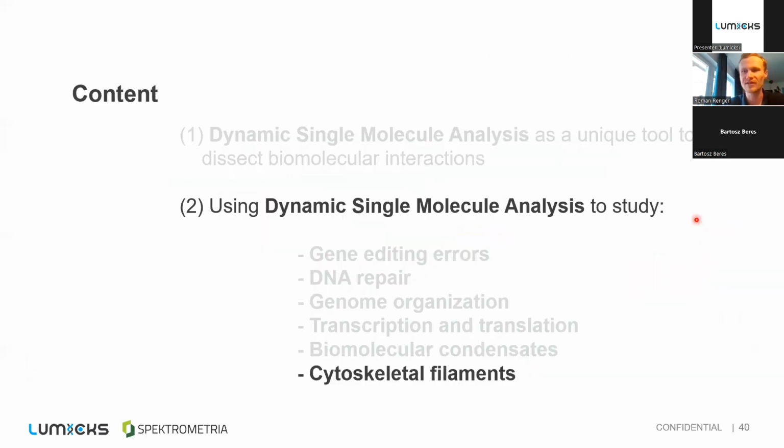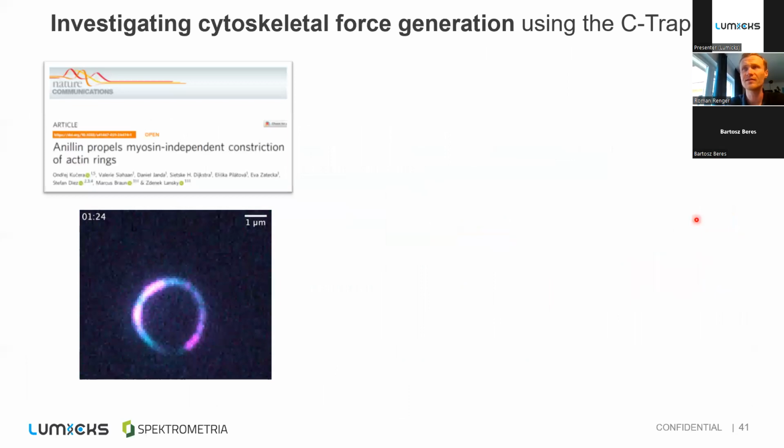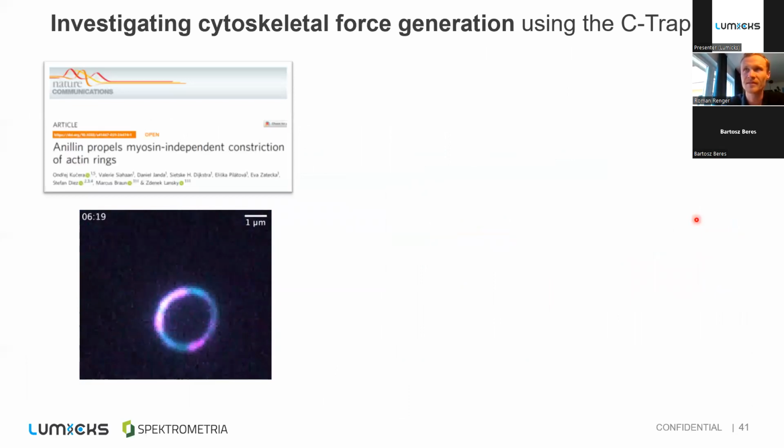And to make sure that you don't think that you can only study protein-DNA interactions, I would also like to give an example of how people have used the C-trap to study force generation in cytoskeletal systems. This is a study performed by our customers in Prague, Stanislav Lansky and Marcus Braun, and they were interested in force generating processes that do not need active motors. What they have here is a passive crosslinker called anillin, and they have actin rings, and they incubate these actin rings with this passive crosslinker. The crosslinker binds and basically constricts these rings. And this is, of course, a really nice example that you can also study using the C-trap.